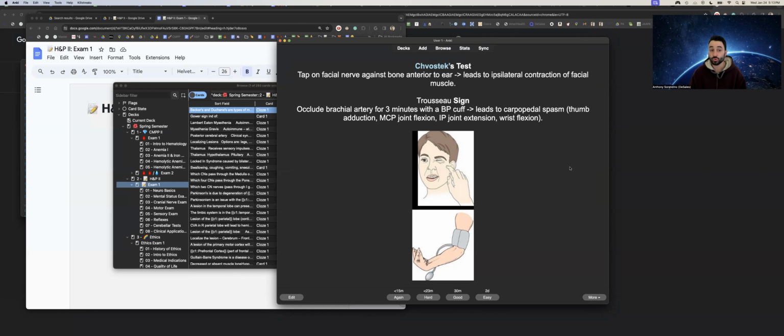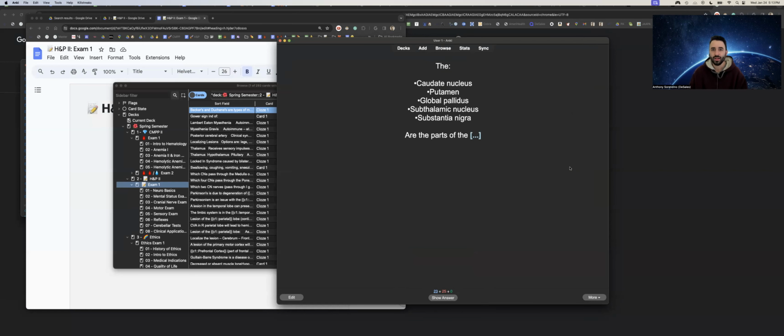Trousseau's: occlude the brachial artery for 3 minutes with a BP cuff, which leads to carpopedal spasm, which is thumb adduction and flexion. It's almost like an Italian name. Trousseau, fake Italian.